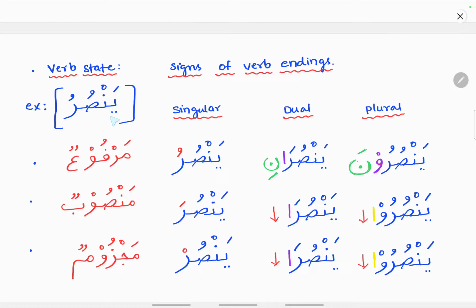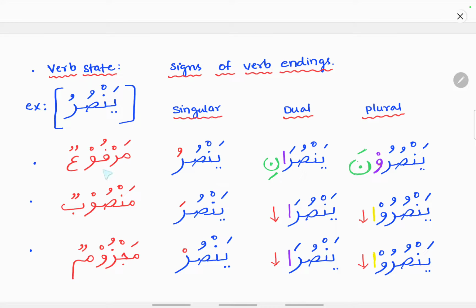If you take for example nasara yansuru, nasara is the fe'lul madi, that is the past tense, and yansuru is fe'lul mudari, that is it includes the present tense as well as the future tense. So since fe'lul mudari is the only verb which shows the i'rab, that is which is mu'rab, which is declinable, we will take fe'lul mudari and show the three states, that is the marfu state, mansub state and the majzoom state.